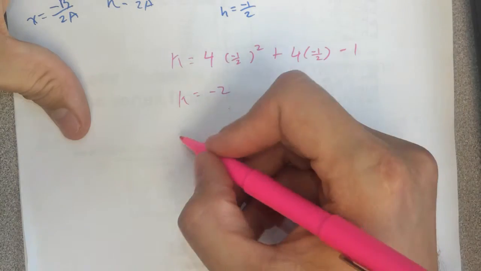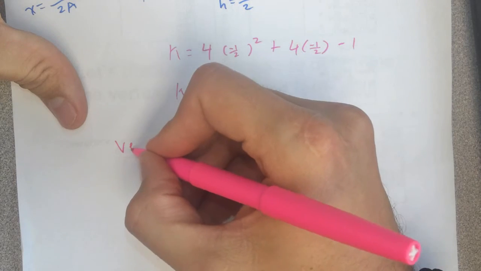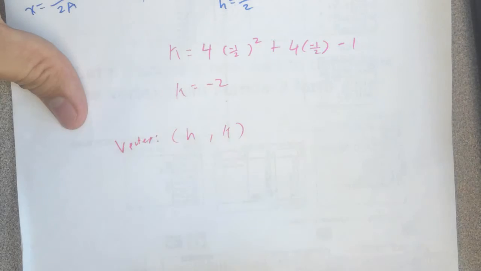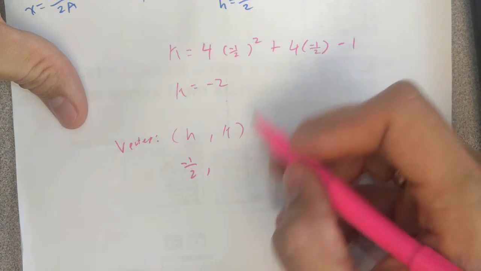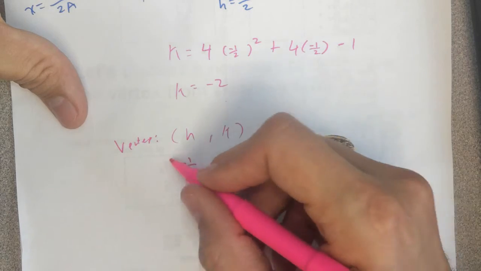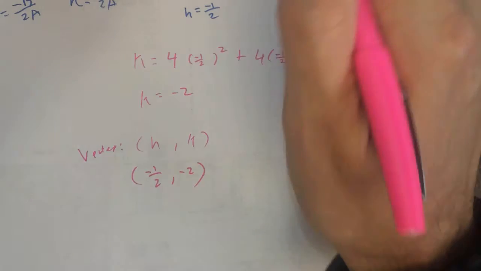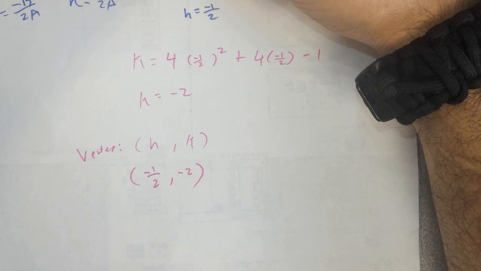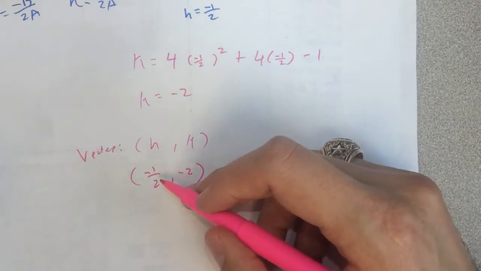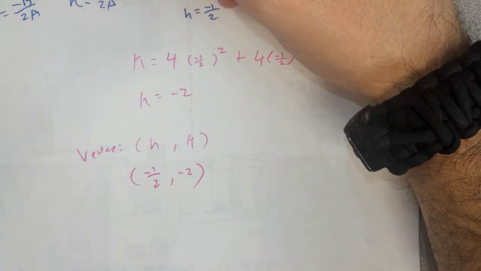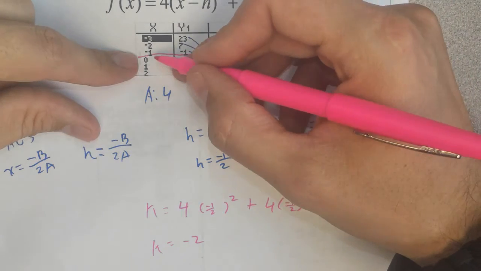So let's look at this number. If my vertex is HK, that means my vertex here is -1/2, -2. That's my vertex. Let's look at that and compare that to our table. This is where my vertex would fall. It's in between there. Well, that makes sense. -1/2 falls in between. Oh, I'm sorry. My vertex falls in between these two right here.